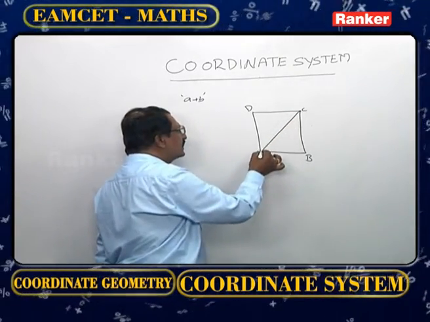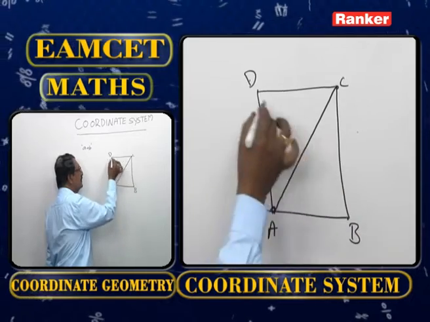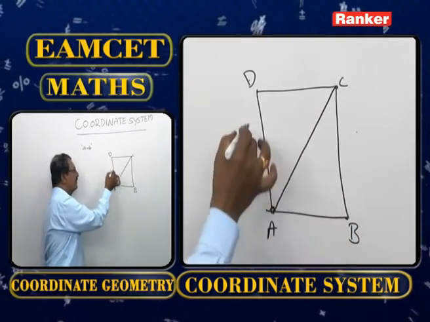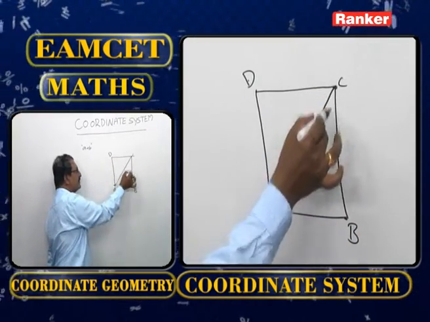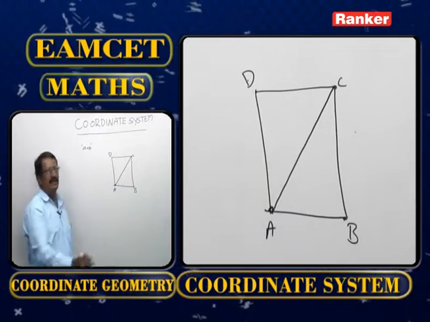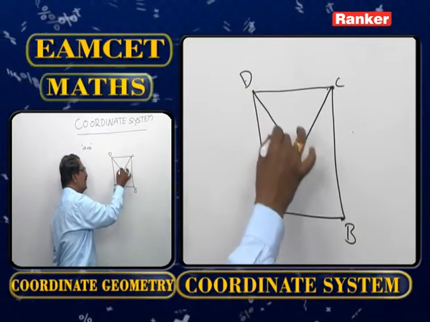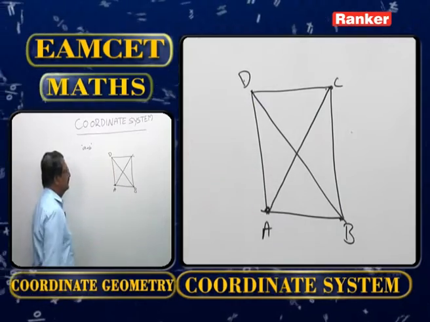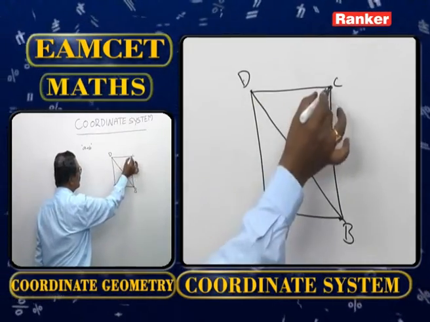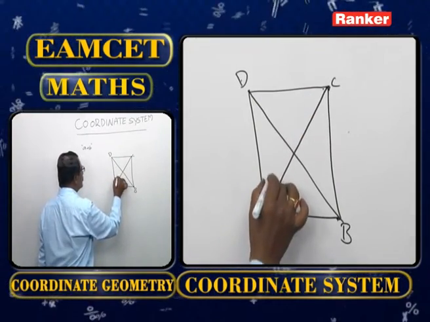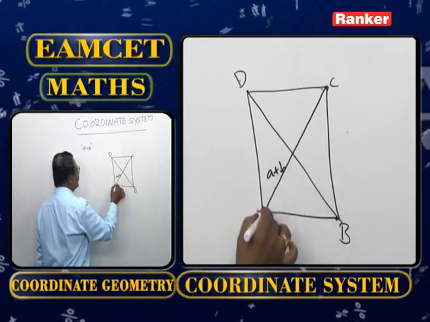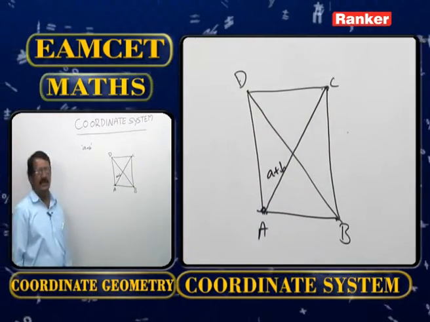Given the length of one diagonal in a square, the diagonals are equal. The length of the diagonal AC is the same as the length of the diagonal BD. Now, given the length of one diagonal, consider AC equals a plus b.